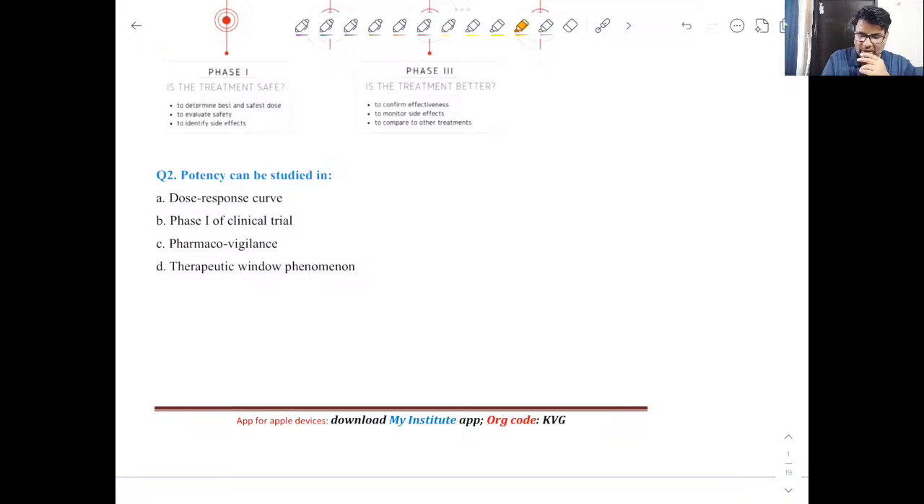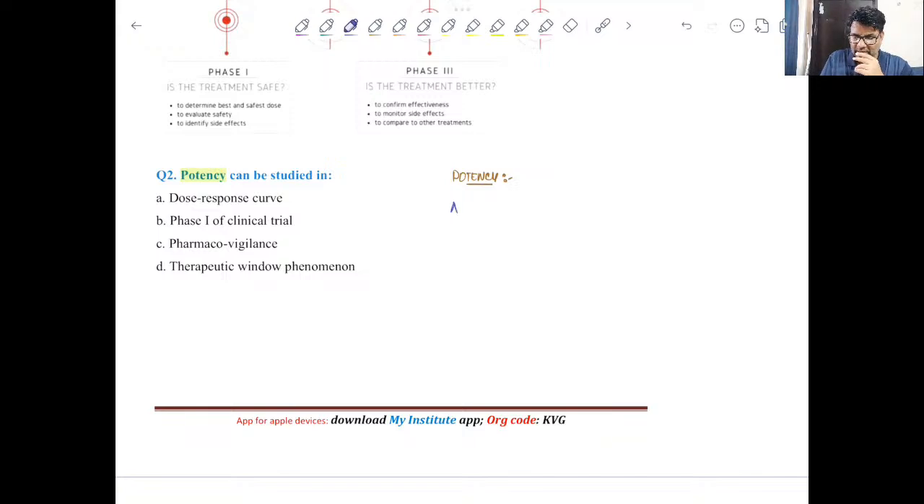Now another question is about potency, and this is one topic on which we get questions many times. Sometimes it is a straightforward theoretical fact based question, and sometimes it is an image based question checking whether you know the concept of potency or not. Before checking potency, we should know what potency is.